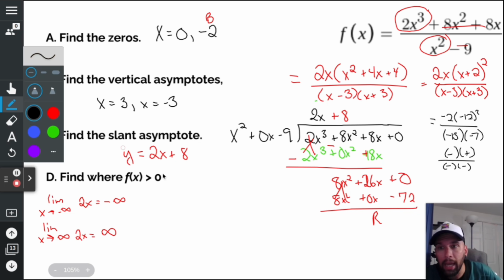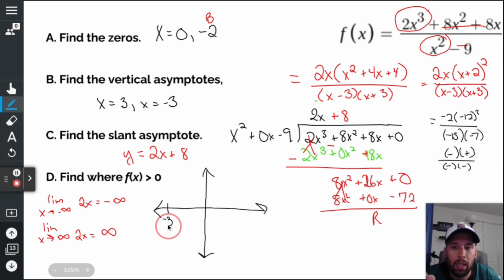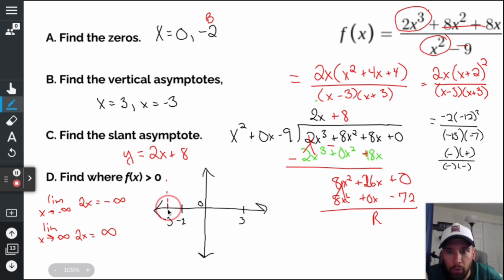So let's recreate a very possibly inaccurate graph of what this is going to look like. Action happens at negative 3, negative 2, 0, and 3. So negative 3, negative 2, 0, and 3. That's where the action happens. Now, my zeros are at negative 2 and 0, so nothing crosses the x-axis except there. Negative 3 and positive 3 are asymptotes.